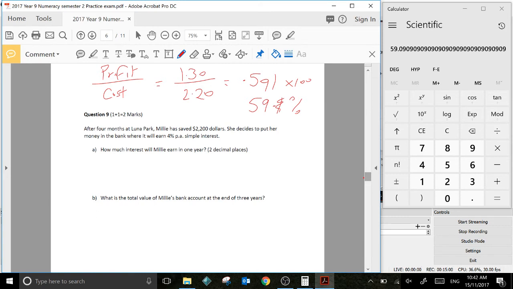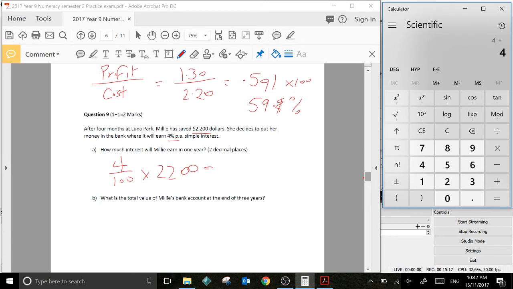Well, if it's 4%, all we've got to work out is what 4% of 2,200 is. So 4% of 2,200 is 4 on 100. That's 4%. It's always just the amount of percent on 100, and times that by 2,200. And when I do 4 divided by 100 times 2,200, that gives me $88. She'll earn $88.